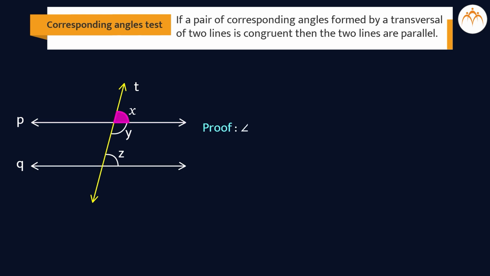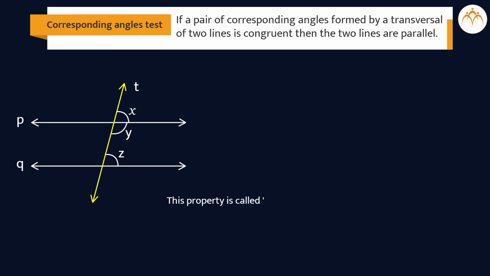Proof: measure angle X plus measure angle Y is equal to 180 degrees, angles in linear pair. Angle X is congruent to angle Z, this is given. Therefore, measure angle Z plus measure angle Y is equal to 180 degrees. Angle Z and angle Y are interior angles on the same side of the transversal. Therefore, line P is parallel to line Q, interior angles test.